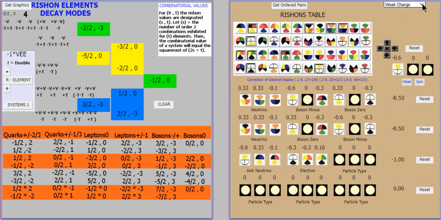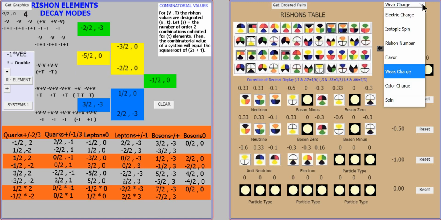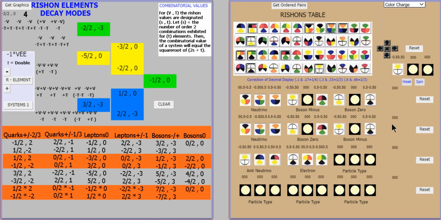Now, to conclude, let's look at the color or chromodynamic charges. And we can see that the chromodynamic charge of the tau lepton and this associated pair of self-relating rishons is 0, which is predicted by the standard model because we have 3 anticolors on the neutrino part and opposite colors on each of the bosons.